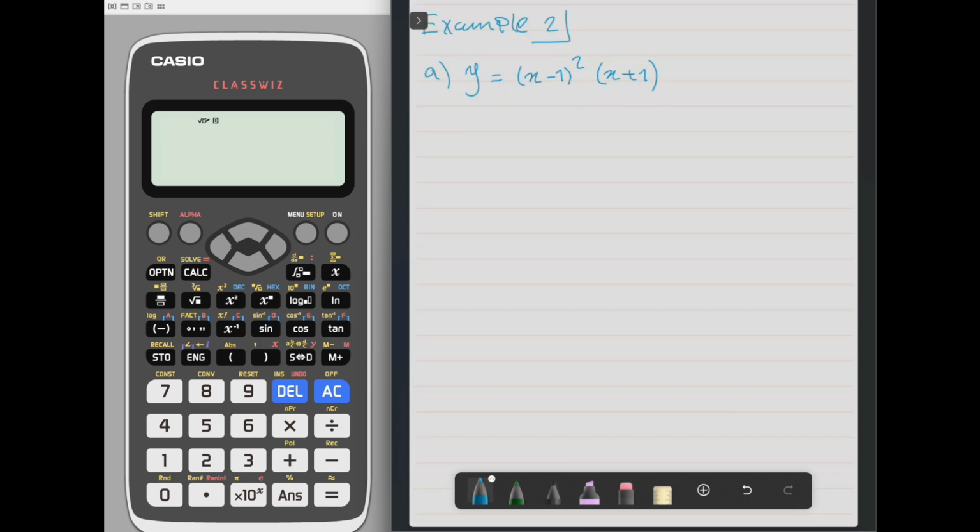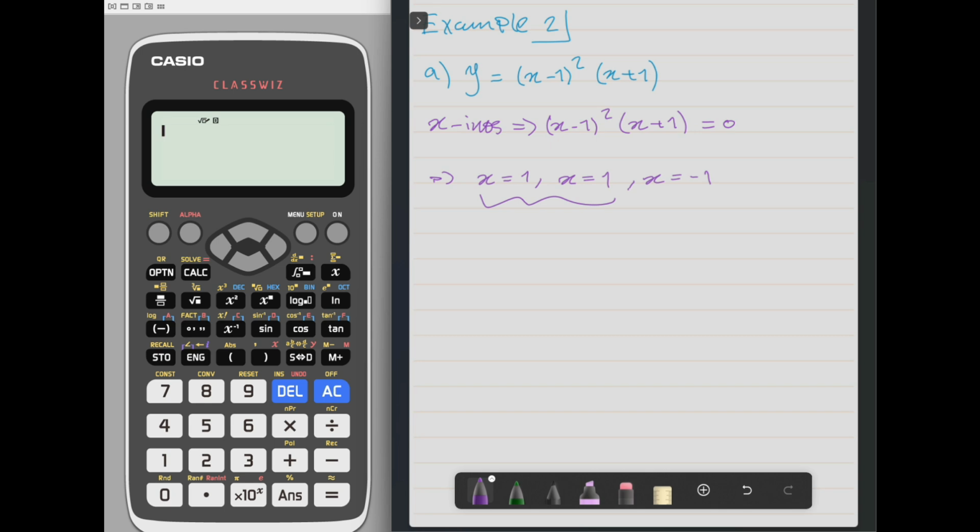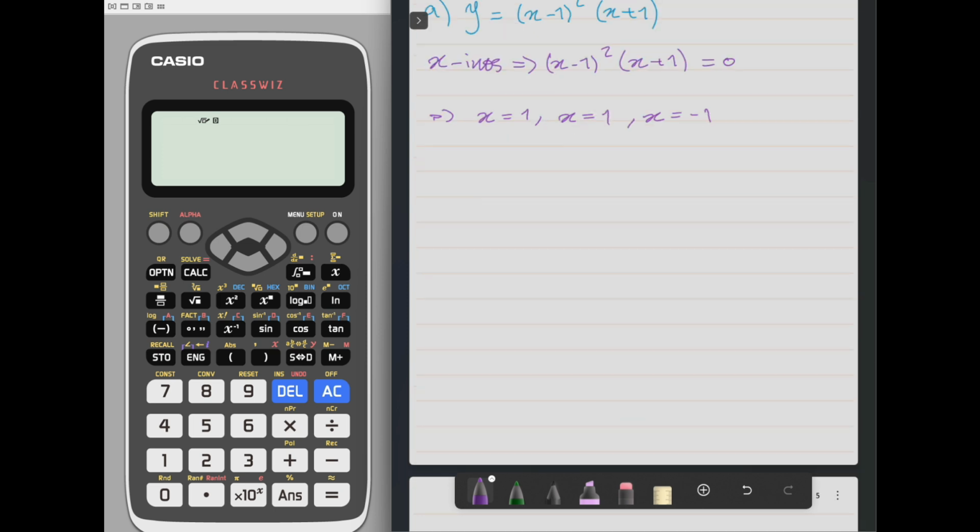What do I want? First of all, x-intercepts. For x-intercepts, I write x minus 1 squared times x plus 1 equal to 0. So my x is going to be 1, my x is going to be 1 again, and my x is going to be minus 1, because I can write this as x minus 1 times x minus 1. So I have a repeated root here, guys. So I know that my sketch is going to touch the x-axis at the point (1, 0).